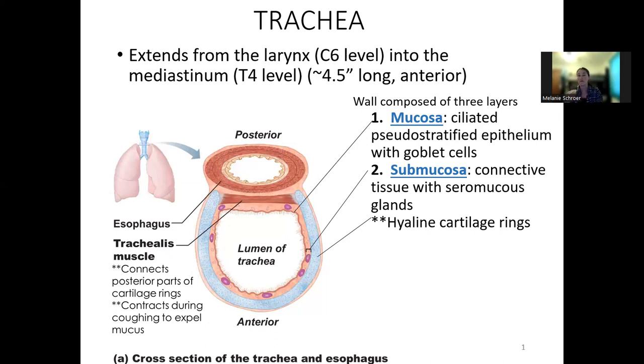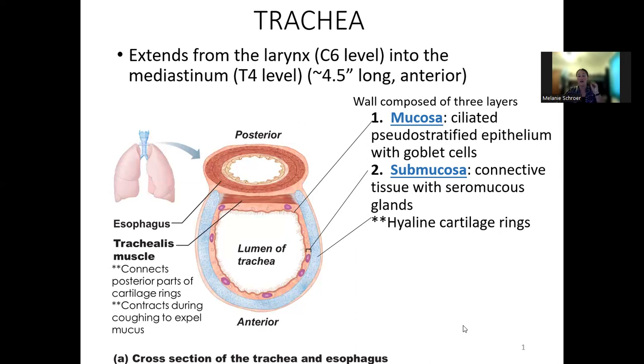The other reason why we don't have continuous rings, they're just a C shape, is that maybe if you take too big of a bite of a hamburger, the esophagus can actually squeeze its way into the space of the trachea just a little bit. And of course, you can feel it going down. It's not necessarily comfortable, but it is possible. So you don't get food stuck there in your esophagus.